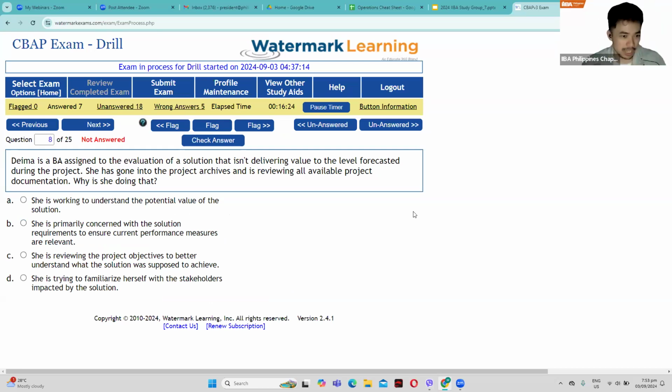DEMA is a BA assigned to the evaluation of a solution that isn't delivering value to the level forecasted during the project. She has gone into project archives and is reviewing all available project documentation. Why is she doing that? A, she's working to understand the potential value of the solution. B, she is primarily concerned with the solution requirements to ensure current performance measures are relevant. C, she is reviewing the project objectives to better understand what the solution was supposed to achieve. D, she is trying to familiarize herself with the stakeholders impacted by the solution.